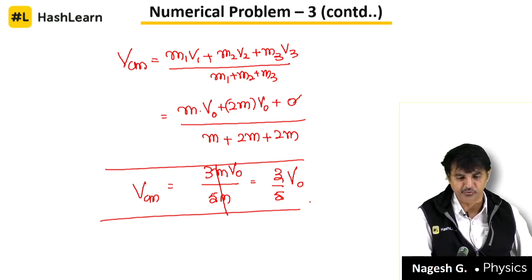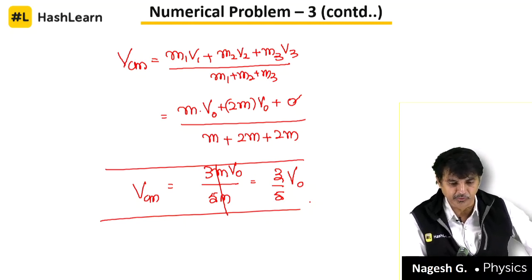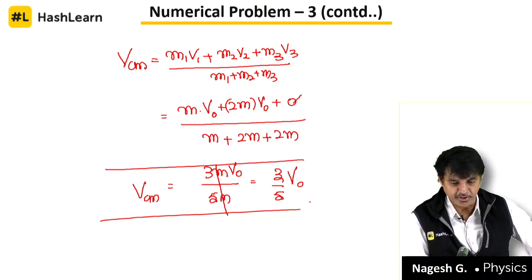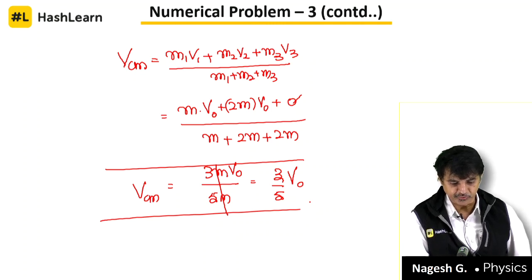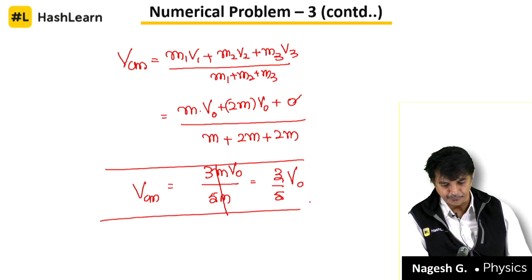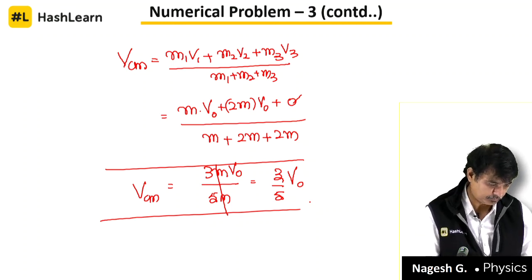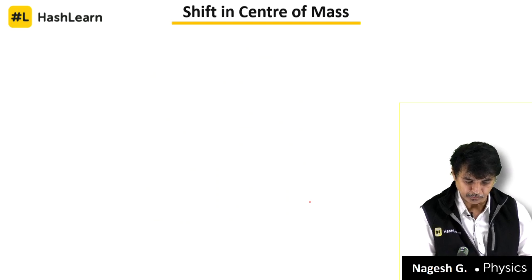Please clear your conceptual blocks. No one has given the correct answer for the second question. I have just now taught you the concept: m1 v1 plus m2 v2 and so on, divided by the total mass. m1 is m, its velocity v naught; m2 is 2m, its velocity v naught; m3 is 2m, but its velocity is 0; divided by total mass m plus 2m plus 2m, giving 3 by 5 v naught. I will proceed to the next concept. Very good, Vinayak, very good. Please clear your conceptual blocks.